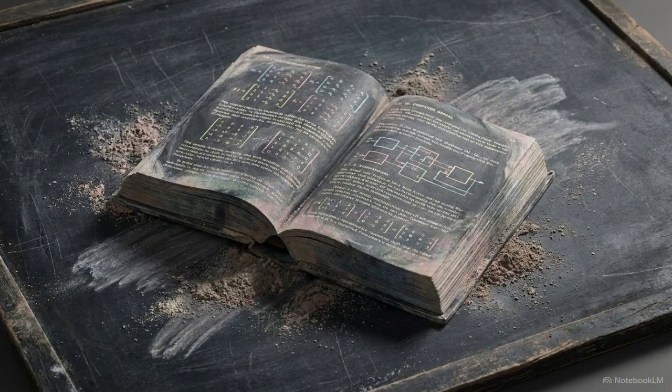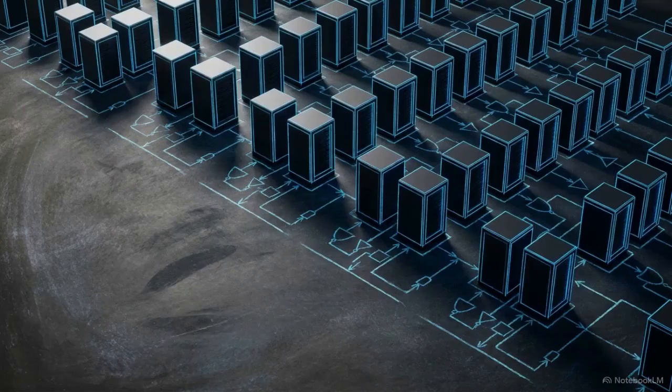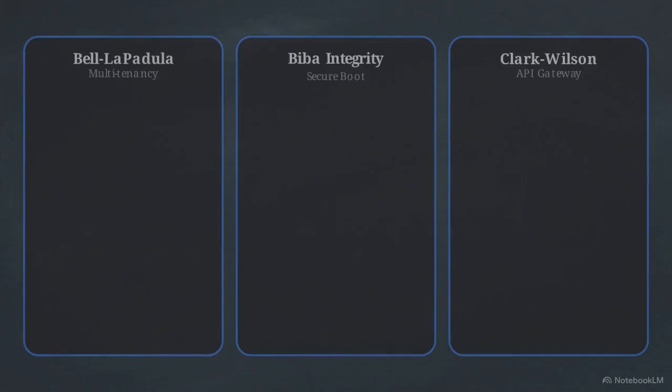It is easy to look at the terminology of the 1970s and dismiss these models as historical artifacts. But these abstract theories are the active blueprints running modern enterprise infrastructure today. This split-screen diagram maps the theory to the practice. In the first panel, the strict confidentiality of Bell-LaPadula directly mirrors the multi-tenancy isolation of cloud providers, mathematically enforcing that data from one corporate tenant is never visible to another.